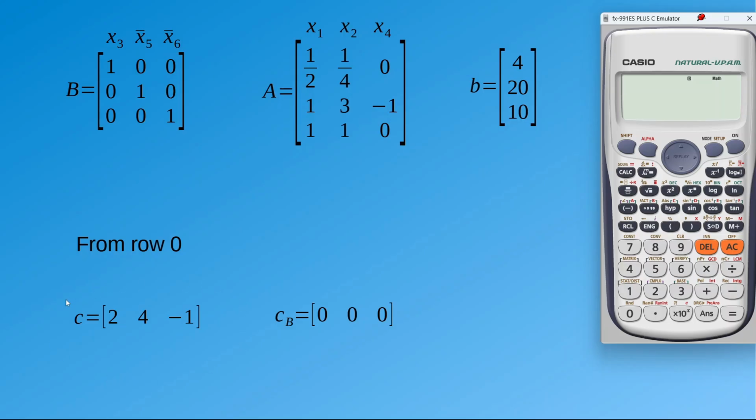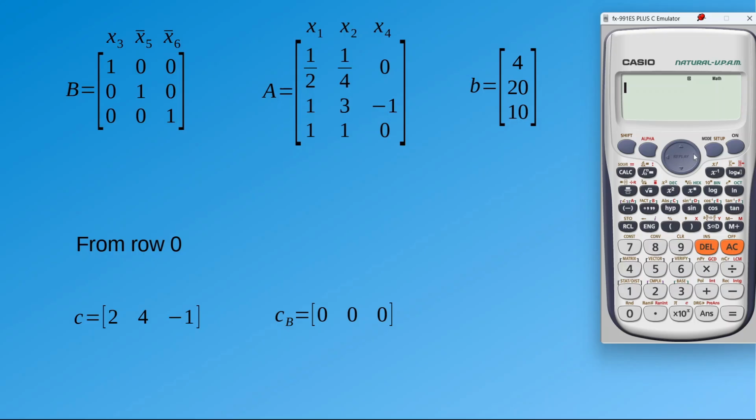C is the row 0 coefficient of the non-basic variables. And CB, of course, is the row 0 coefficient of the basic variables. In this method, you have to enter A and B only once in the calculator. You will also enter B, that is the big B, and you will update it in each iteration. Isn't that simple? It is.